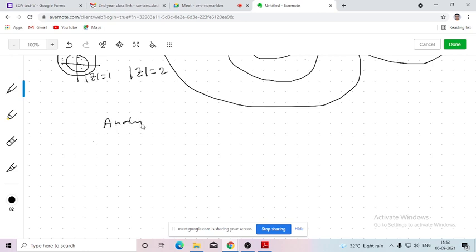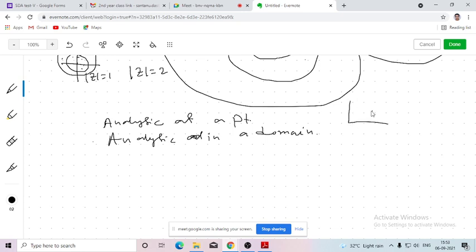This function is analytic at a point. Now another concept is there, which is a broader concept compared to this: analytic in a domain. What does it mean? Analytic at a point means I am giving only one point z0, and it is analytic at this point, which means I can take any neighborhood around that point and it is differentiable at each and every point in the neighborhood.